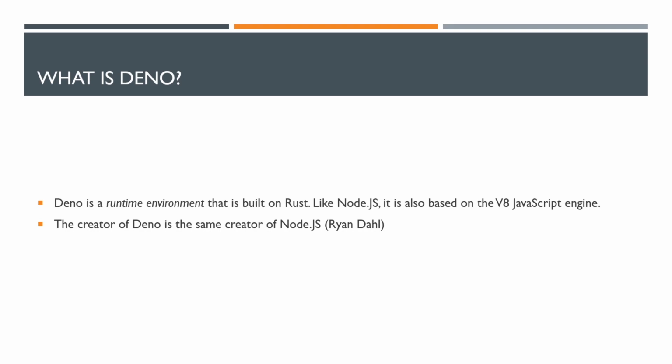So Deno is a runtime environment that is built on Rust. Like Node.js, it's also based on the V8 JavaScript engine. In case you didn't know, with Node.js, the entire runtime environment is based off of Google Chrome's V8 JavaScript engine. Before, you were only able to write JavaScript code on the browser. The creator of Node.js, Ryan Dahl, took the V8 engine and based Node.js off of it, so that way you can actually write server-sided applications with JavaScript.